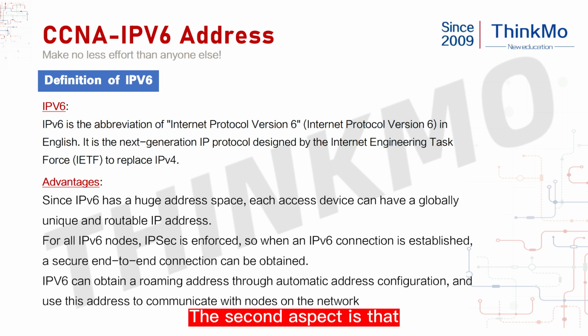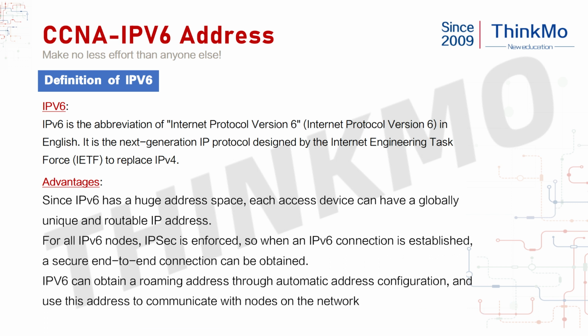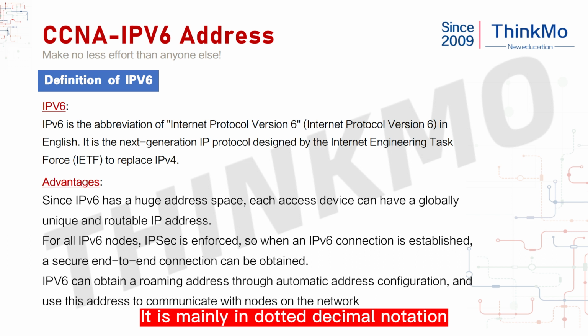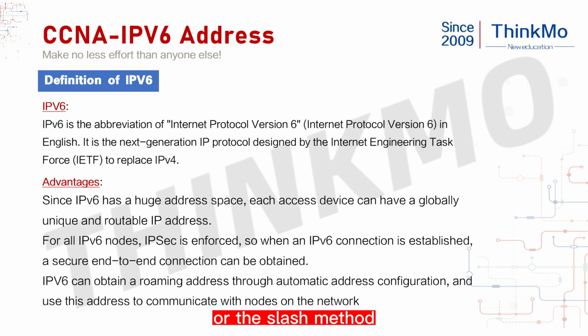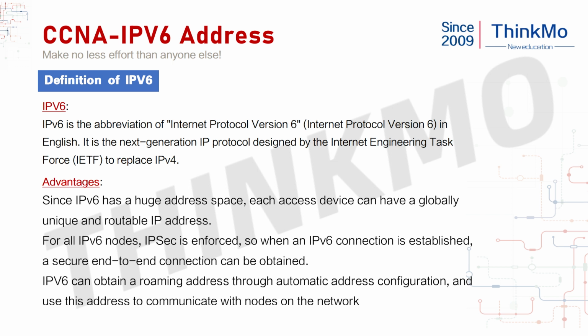The second aspect is how to represent an IPv6 address. An IPv4 address is expressed in dotted decimal notation. And of course there are binary representations. It is mainly in dotted decimal notation, or the slash method. So let's see, how do you represent an IPv6 address?